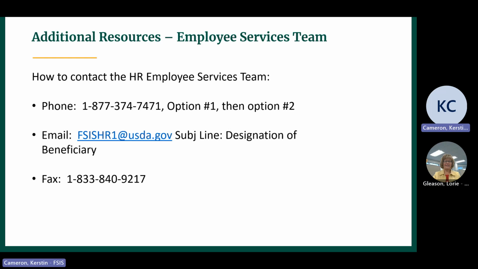Additional resources can be found by contacting the HR Office for Employee Services at the phone number 877-374-7471, option 1, then option 2 for active employees, or by email at fsishr1@usda.gov, subject line designation of beneficiary, or by fax at 833-840-9217. We hope this better helps to explain the process for designation of beneficiary forms.